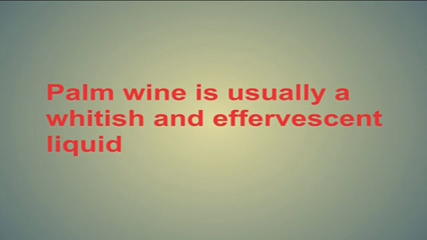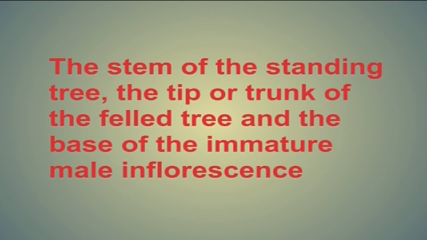Palm wine is usually a whitish and effervescent liquid, both of which properties derive from the fact that the fermenting organisms are numerous and alive when the beverage is consumed. The sap of the palm is obtained from a variety of positions: the stem of the standing tree, the tip or trunk of the felled tree, and the base of the immature male inflorescence. Which method is favored depends on the country concerned, but most studies have centered on inflorescence wine.